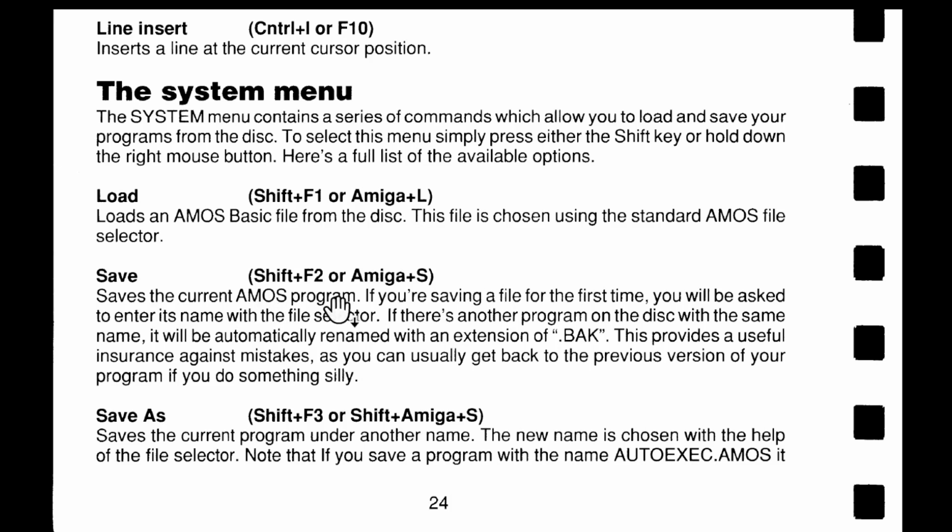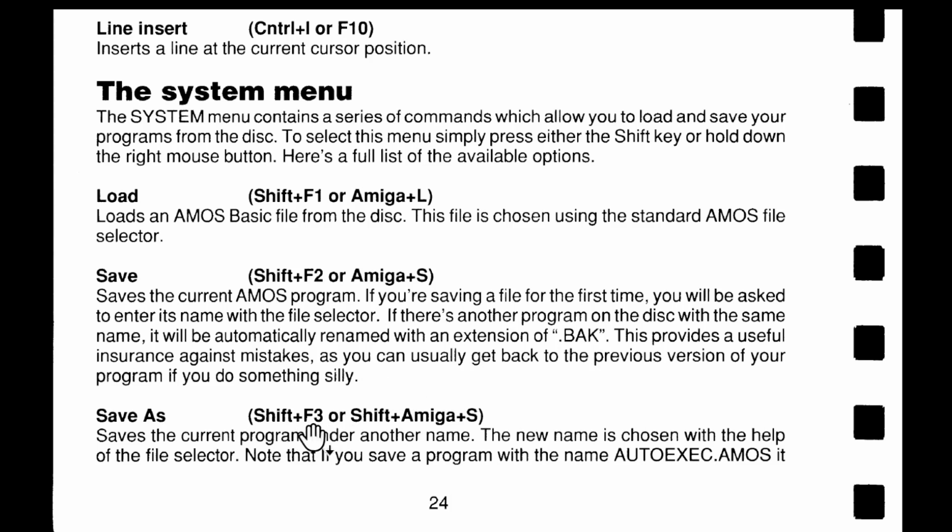Save, Shift plus F2 or Amiga and S. Saves the current AMOS program. If you're saving a file for the first time, you will be asked to enter its name with the file selector. If there's another program on the disk with the same name, it will be automatically renamed with an extension of .bok. This provides a useful insurance against mistakes, as you can usually get back to the previous version of your program if you do something silly.